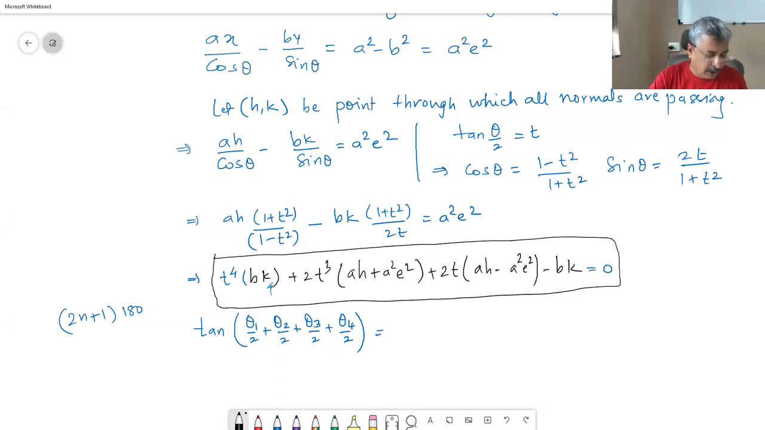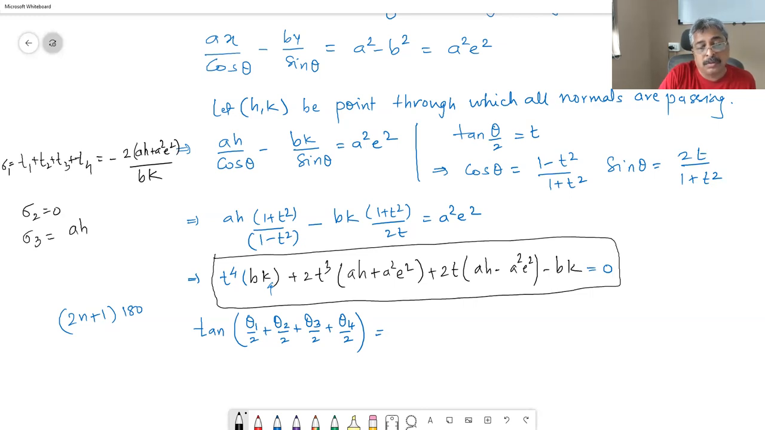First information that we get is sigma 1, that is t1 plus t2 plus t3 plus t4, is equal to minus 2 into ah plus a square e square divided by bk. This is sigma 1. Sigma 2 happens to be 0 because there is no term of t square, and sigma 3 is ah, now this is minus, so minus 2 ah minus a square e square. I don't know whether this is required or not, but we have to calculate by bk. And sigma 4 is equal to minus 1 bk upon bk. These are the interesting facts about this fourth degree equation in t.